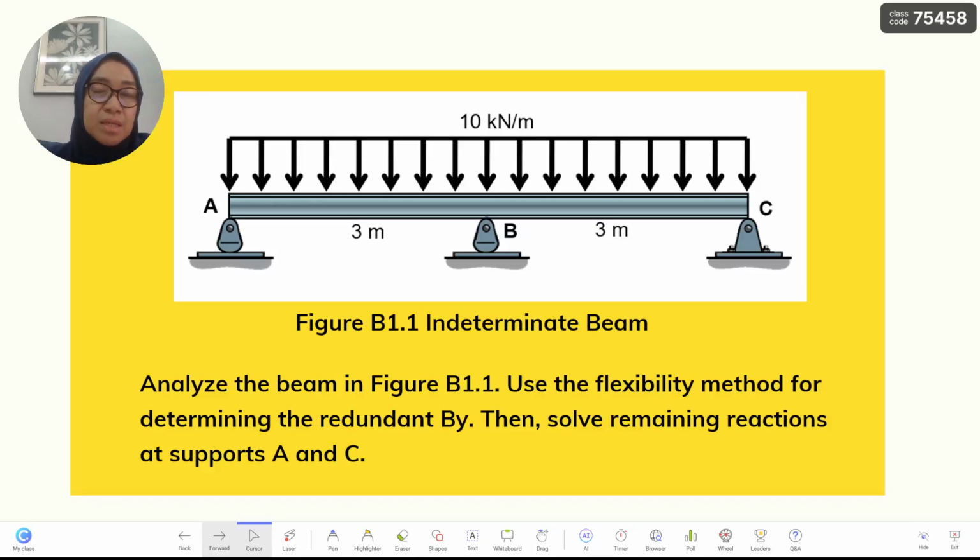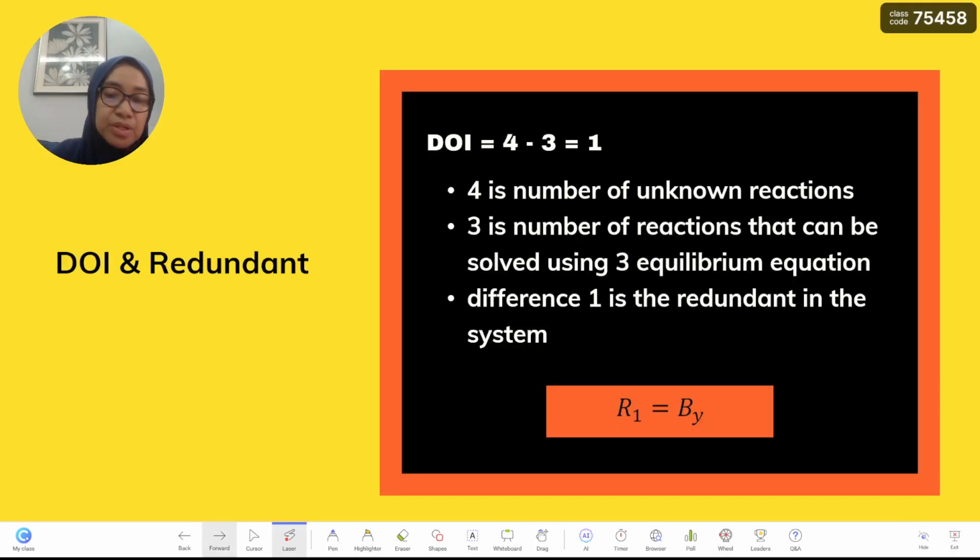Since this beam is a continuous beam, there are four unknown reactions, which we calculate from the supports: one here, another one here, and two here. So the total is four unknown reactions. These four unknown reactions we cannot analyze using the three equilibrium equations.